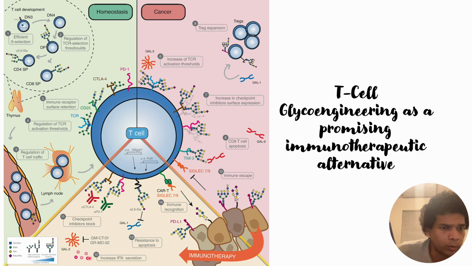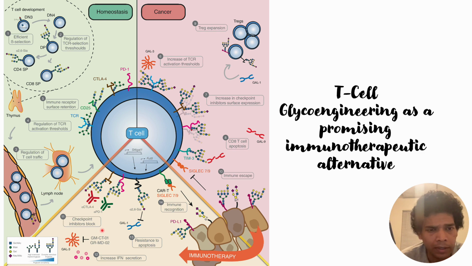Another approach that is mentioned here is increased IFN secretion. This is one kind of cytokine that is released whenever a harmful thing is detected by the body. So this can be increased, and it will also lead to a decrease in the tumors within the patients.